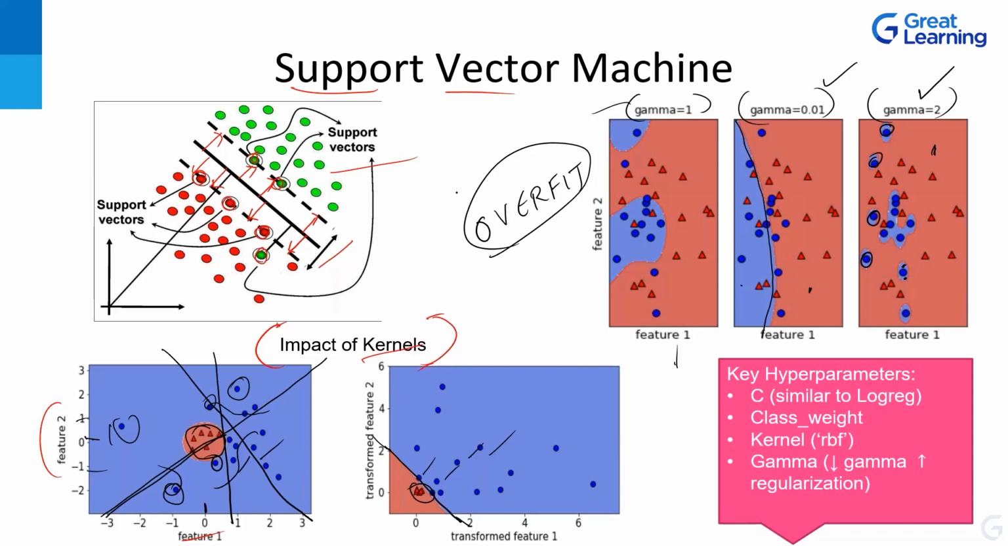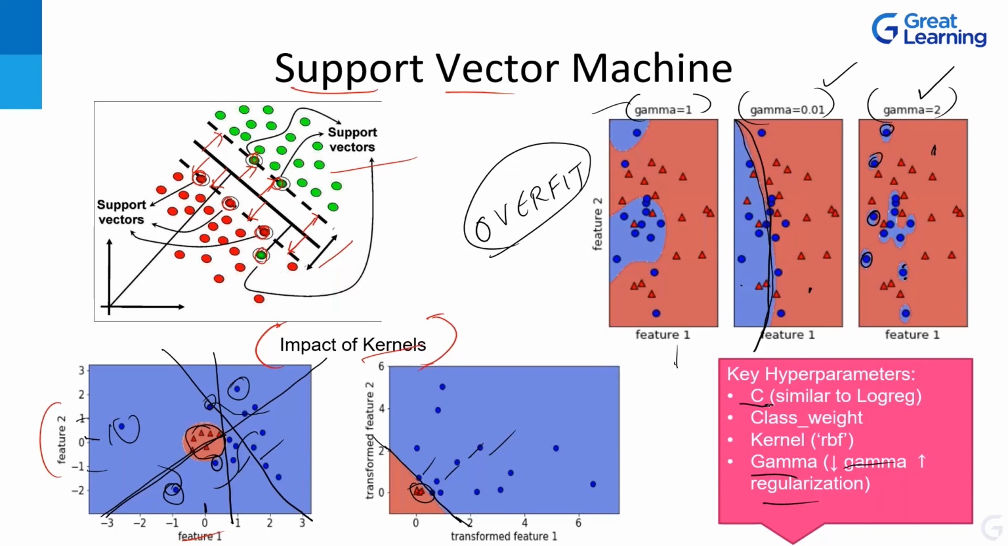What should we do in SVM? If our model is currently overfitting, we should decrease the gamma, because if we decrease the gamma, we are going to create a simpler decision boundary, which is going to be more general. It is going to help us create a better model. So gamma happens to be one of the key hyperparameters when we talk about SVM. Apart from gamma, we also have C over here.